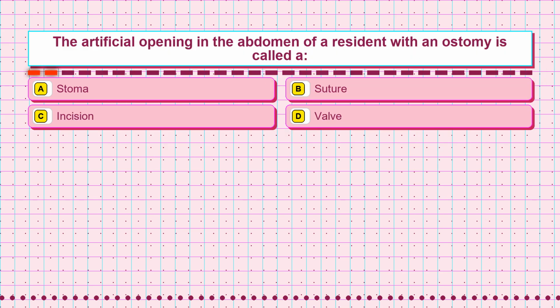Question 94. The artificial opening in the abdomen of a resident with an ostomy is called a: Option A, a stoma. Option B, suture. Option C, incision. Option D, a valve.